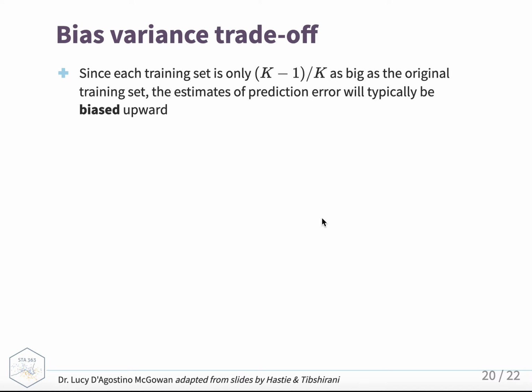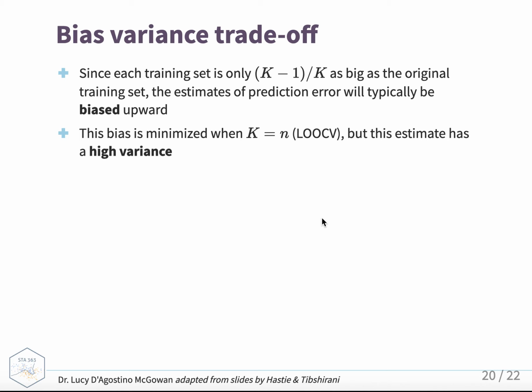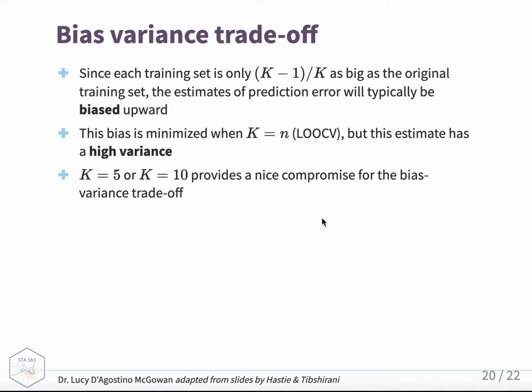Since each training set is only (k minus 1) over k as big as the original training set, the estimates of prediction error will typically be biased a little bit upwards. This bias is minimized when k equals n, so leave one out cross-validation. But as I mentioned on the previous slide, because these are highly correlated, this has high variance. And so k equals 5 or k equals 10 basically provides a nice compromise for this bias-variance trade-off.